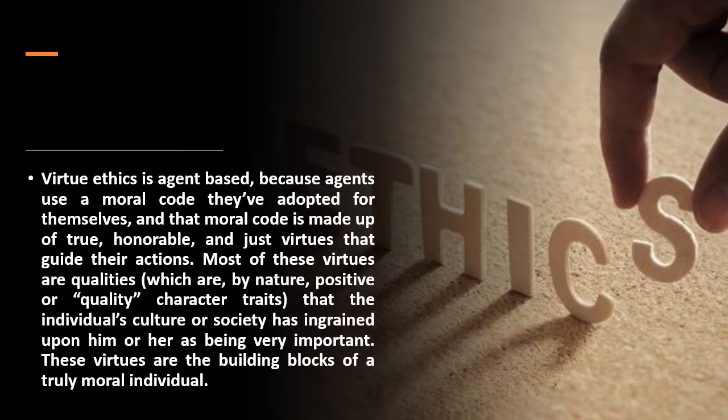In virtue ethics, moral fortitude is based on rules, but only because the rules are applied by the agent or person. Virtue ethics is agent-based because agents use a moral code they have adapted for themselves, and that moral code is made up of true, honorable, and just virtues that guide their actions. Most of these virtues are qualities that the individual's culture or society has ingrained upon him or her as being very important. These virtues are the building blocks of a truly moral individual.